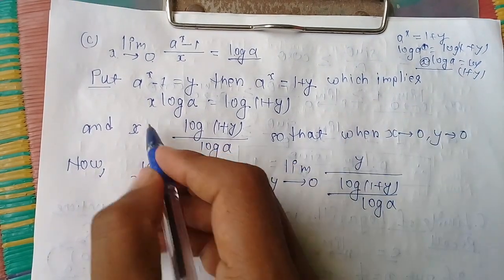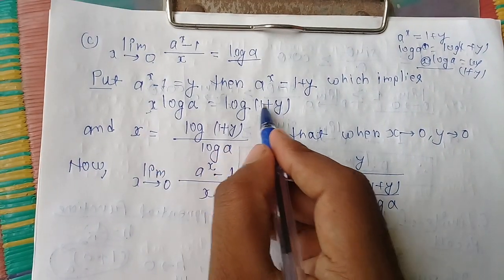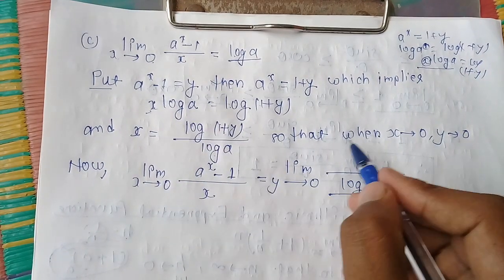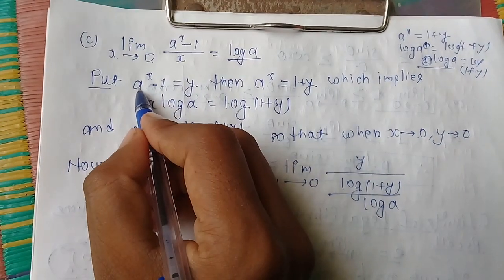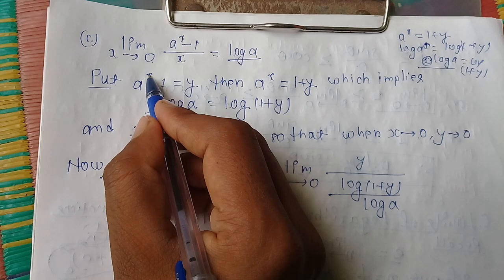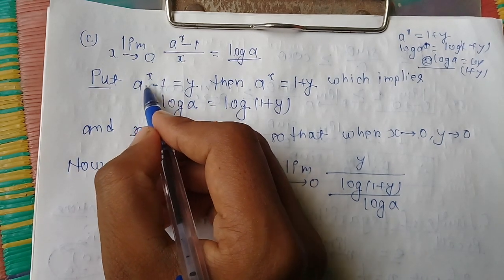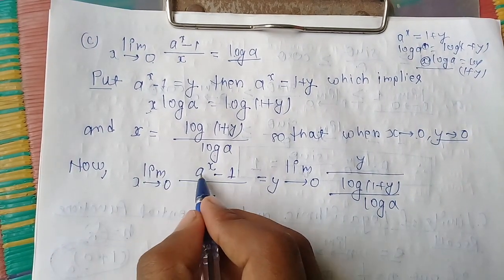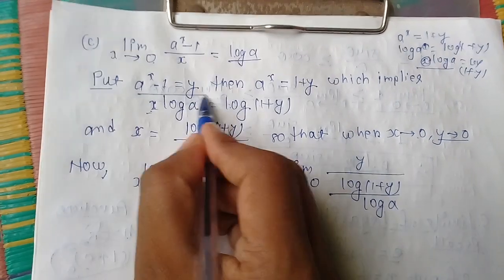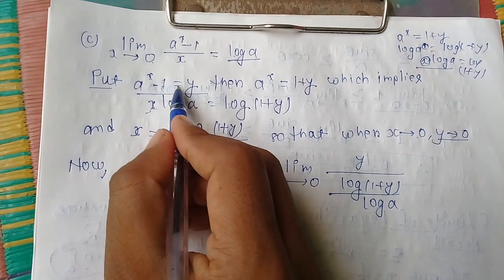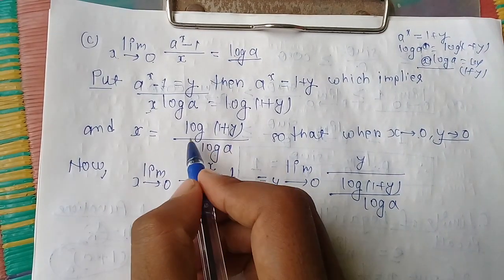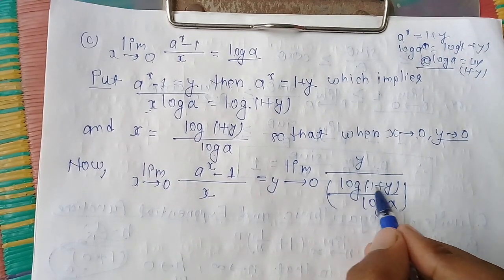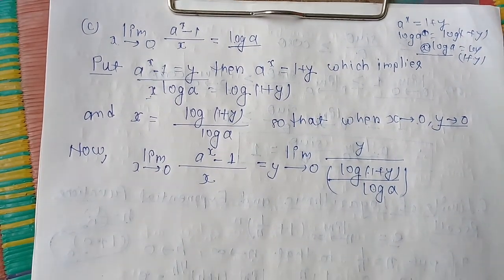So x is replaced by log 1 plus y divided by log a. When x tends to 0, as previously, if we put x is equal to 0, a to the power 0 is 1, and 1 minus 1 is equal to 0, so y also tends to 0. Now in the limit, a to the power x minus 1 is replaced by y, and x, which we have already found, is log 1 plus y divided by log a.